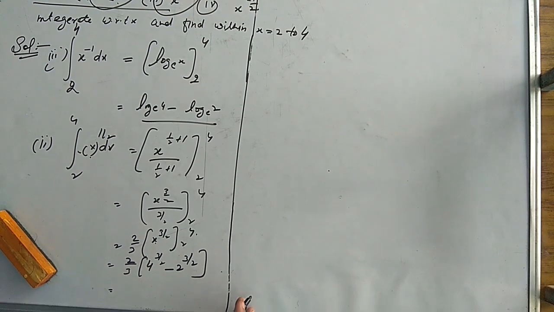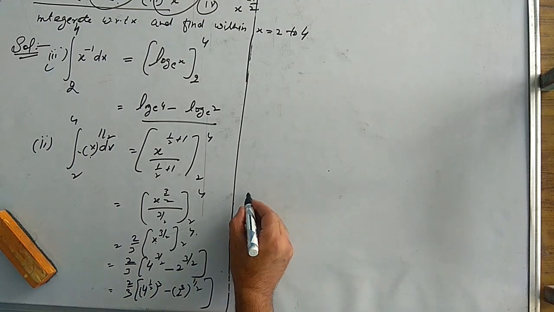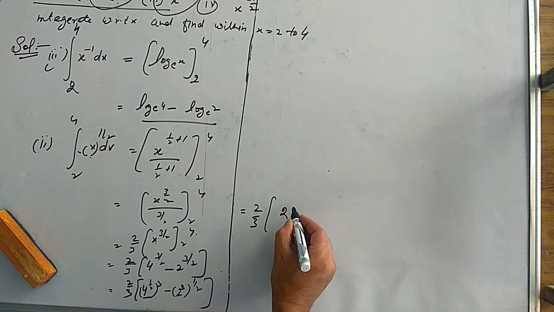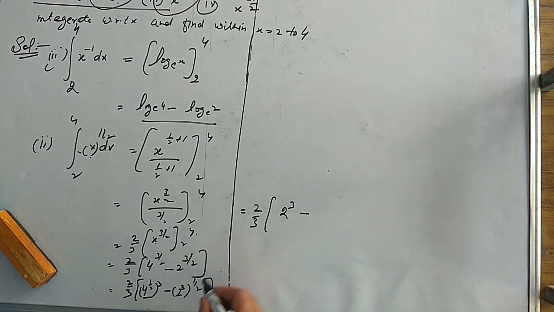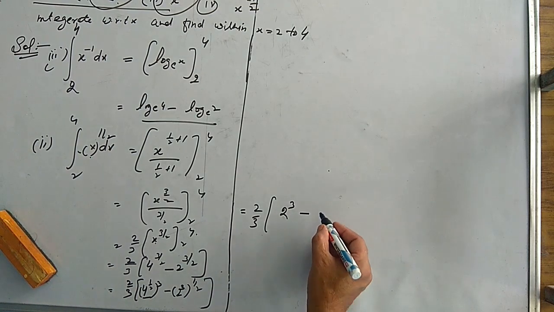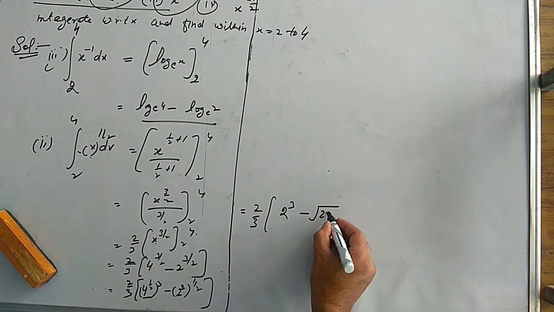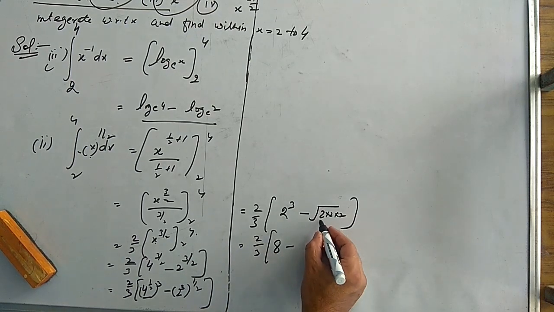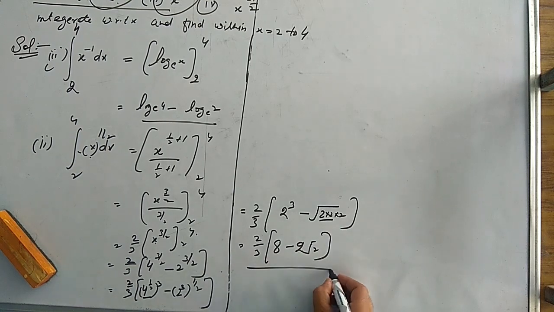Now you can solve this further also. Like you can write 4 to the power 1 by 2 to the power 3 this way, and this can be done as 2 to the power 3 to the power 1 by 2. This becomes 2, 2 by 3, this becomes 2 and 2 to the power 3 minus, this is 2 to the power 3 under root, right? Then under root 2 into 2 into 2. So what is the answer? This is 8 and this becomes outside, and this is the answer.